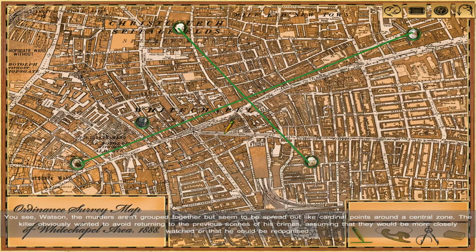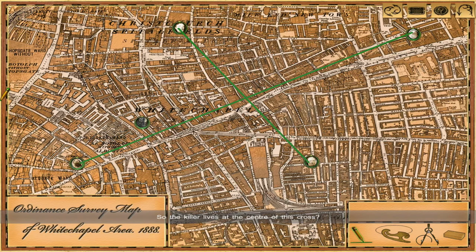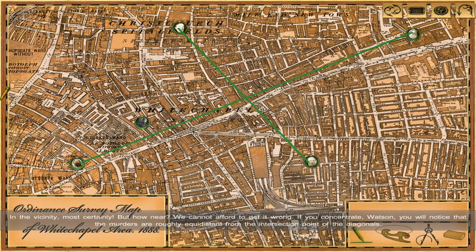You see, Watson, the murders aren't grouped together, but seem to be spread out like cardinal points around a central zone. The killer obviously wanted to avoid returning to the previous scenes of his crimes, assuming that they would be more closely watched, or that he could be recognized. So the killer lives at the center of this cross? In the vicinity, most certainly, but how near? We cannot afford to get it wrong. If you concentrate, Watson, you will notice that the murders are roughly equidistant from the intersection point of the diagonals.